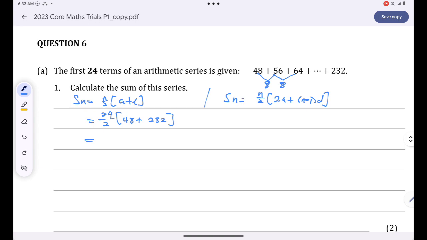48 plus 232. So this will just give me 3,360. And I'm expecting to find the same thing if I use the other equation. That's 24 over 2 times 2 multiplied by 48 plus 24 minus 1 multiplied by the difference, which is 8. I'm expecting to find the same answer of 3,360.